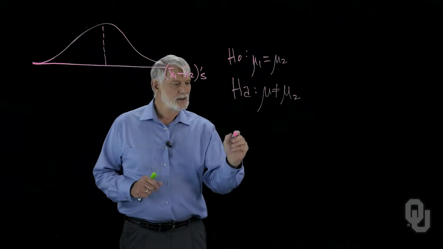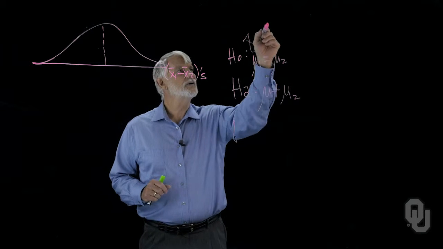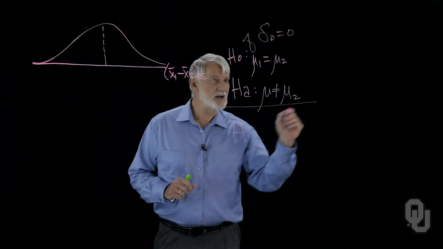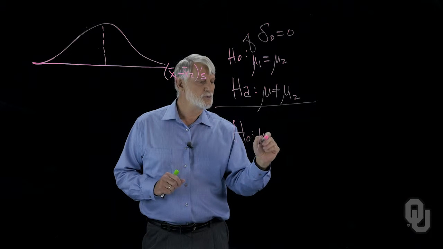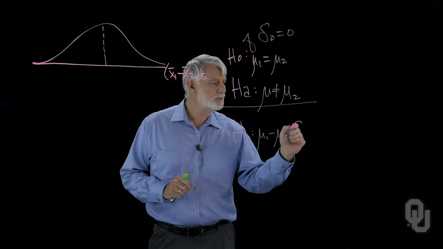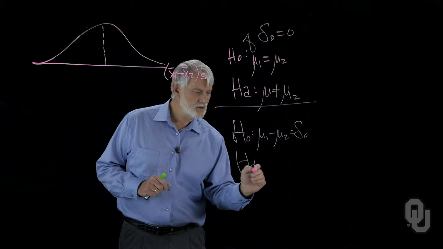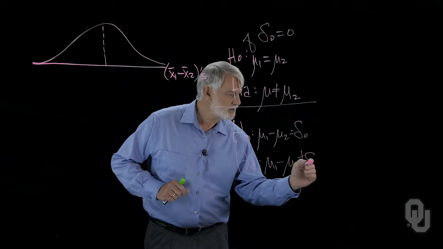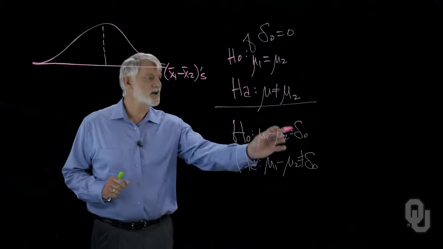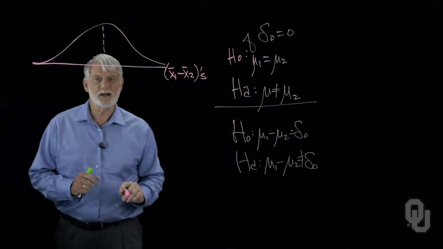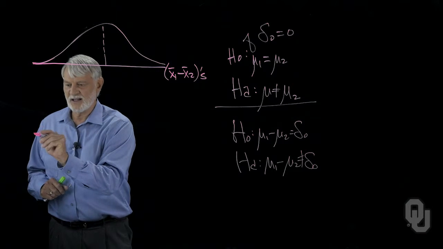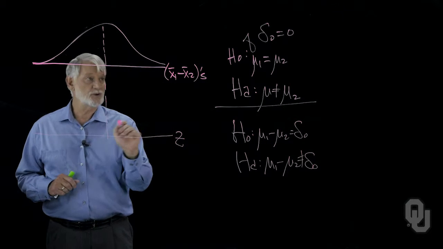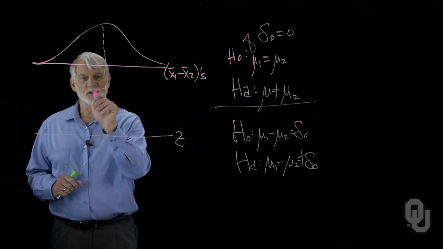Now remember, if delta naught is equal to 0, the general statement of this hypothesis is mu1 minus mu2 equal to delta naught versus mu1 minus mu2 not equal to delta naught. So this is our hypothesis. Now what we do is translate that information down to the z distribution because we're told by the central limit theorem that this is normally distributed.